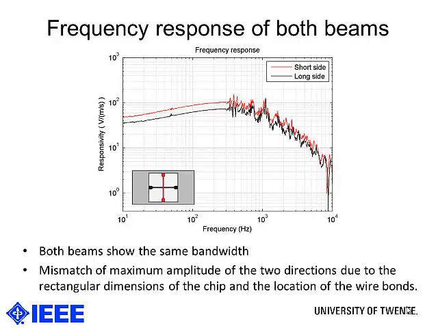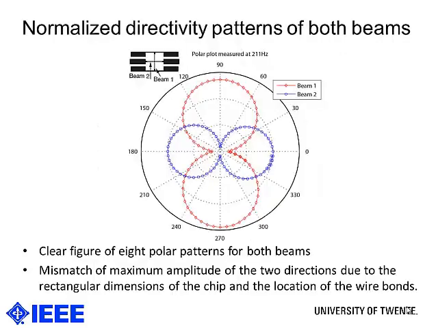And because of this asymmetry, you see that there is a different responsivity, because this beam here on the long side not only has a long bulk of silicon in front of it, but also the wire bonds run in this direction. And you can see the same mismatch in the directivity patterns shown here. So the amplitude is different, but it is quite surprising that despite this strong asymmetry in the chip dimensions, you still get a perfect figure of eight with a 90-degree angle between them.